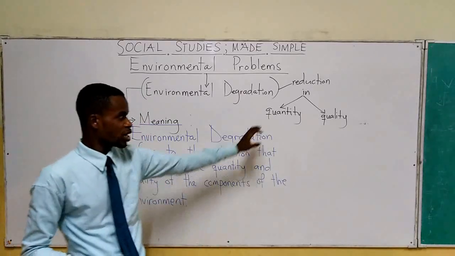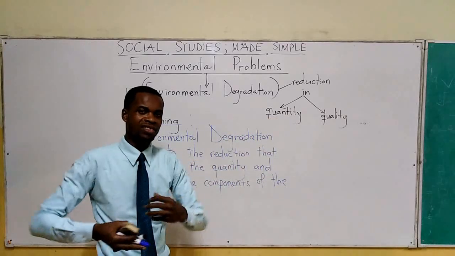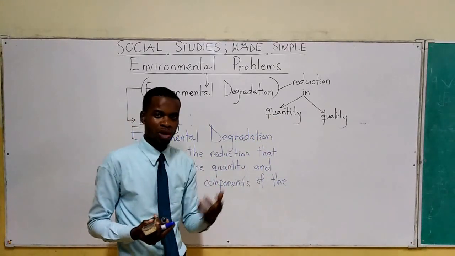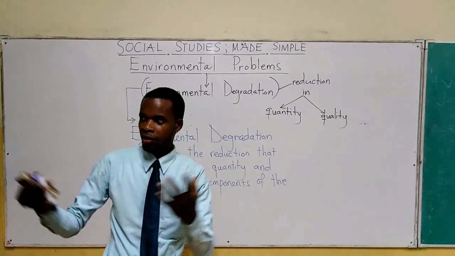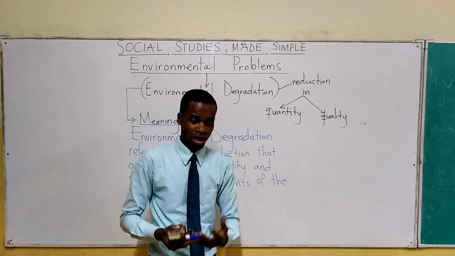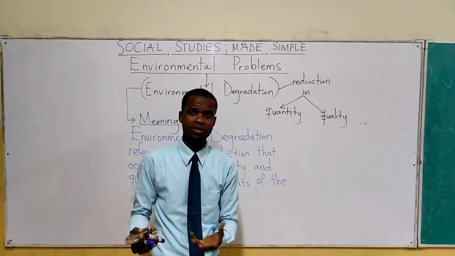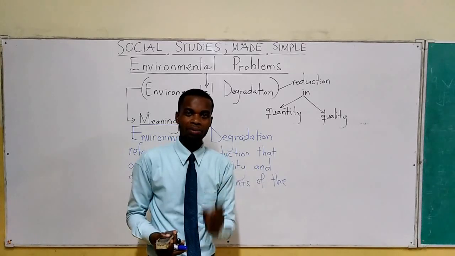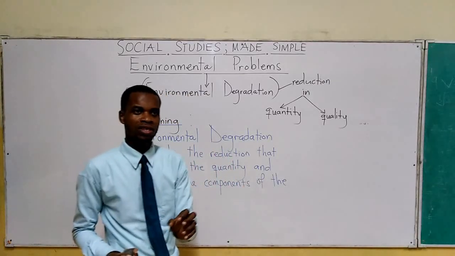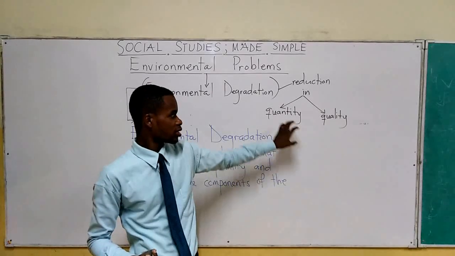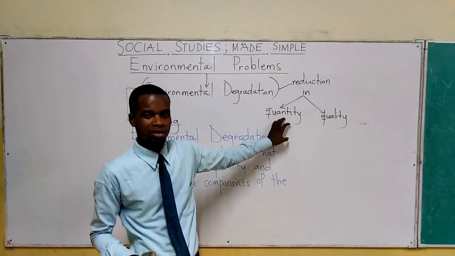When they reduce in quality, that is their usefulness, their value, then degradation is likely to occur. When they also reduce in their quantity, the amount, for instance, you see people cutting down trees where they've planted them, trees that are not well grown. We can refer to them as virgin trees. People cut them down anyhow. When that happens, you are likely to see a shortage in the amount of trees. That is referring to the quantity.